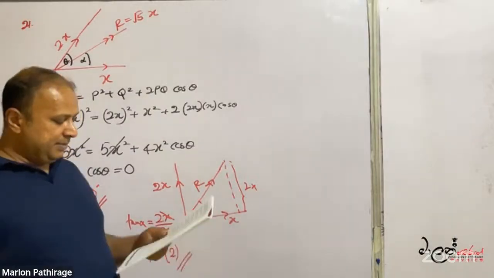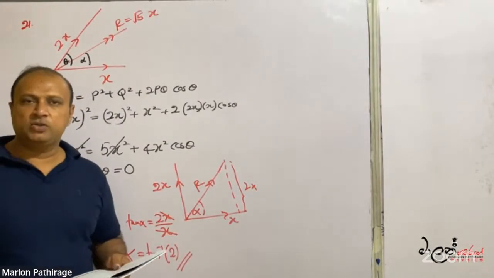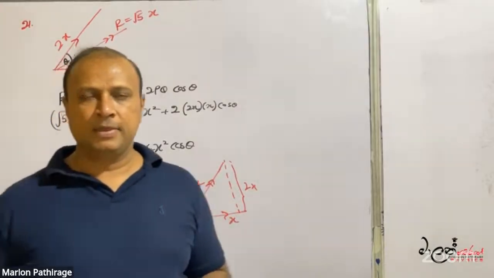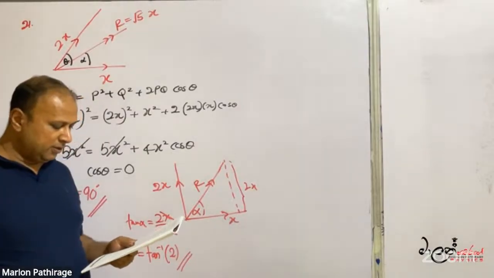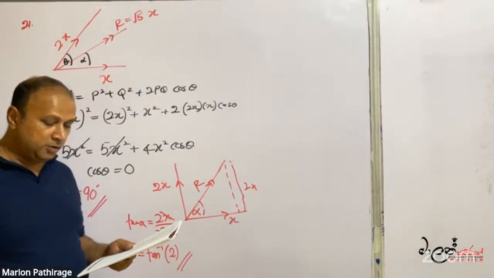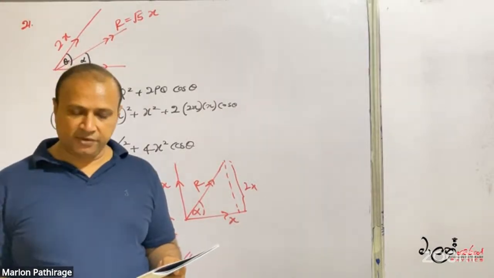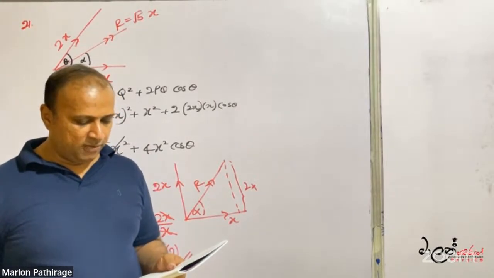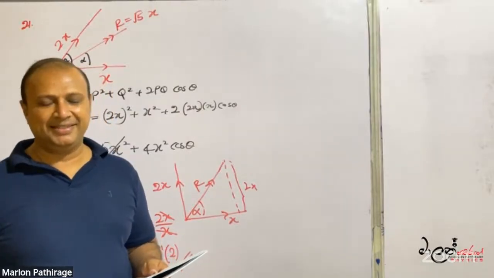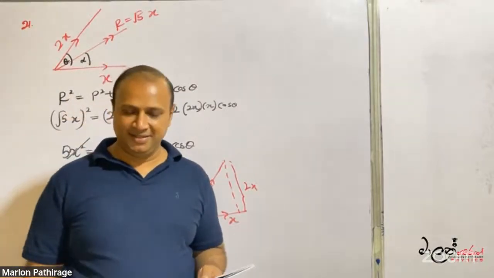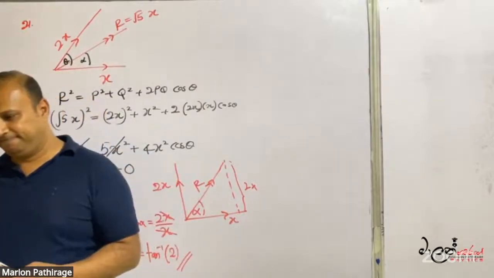Okay. Then question number 24. Please do question number 24 quickly. The resultant of two forces acting on a point is perpendicular to the smaller force. If the smaller force is 5 Newton and the resultant force is 12 Newton, find the larger force and the angle between the two forces. Okay, quickly do it.